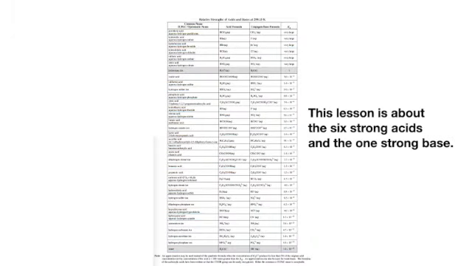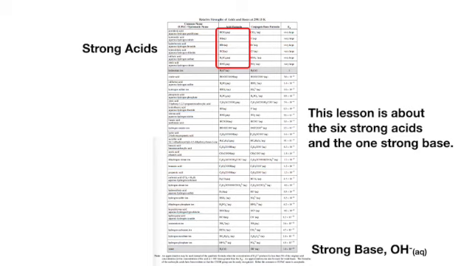Okay, so this lesson is about the 6 strong acids. We're not talking about weak ones today. The stuff that we do with weak ones will be different calculations. So just the strong acids. And of course, the strong base, hydroxide, at the bottom of the table.